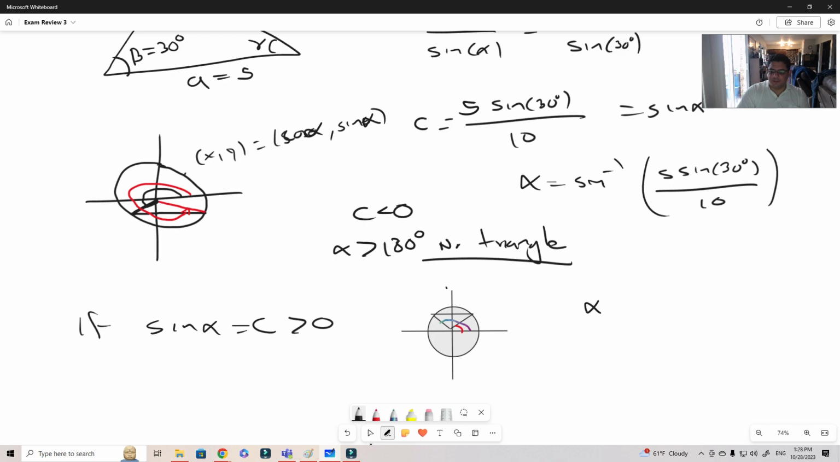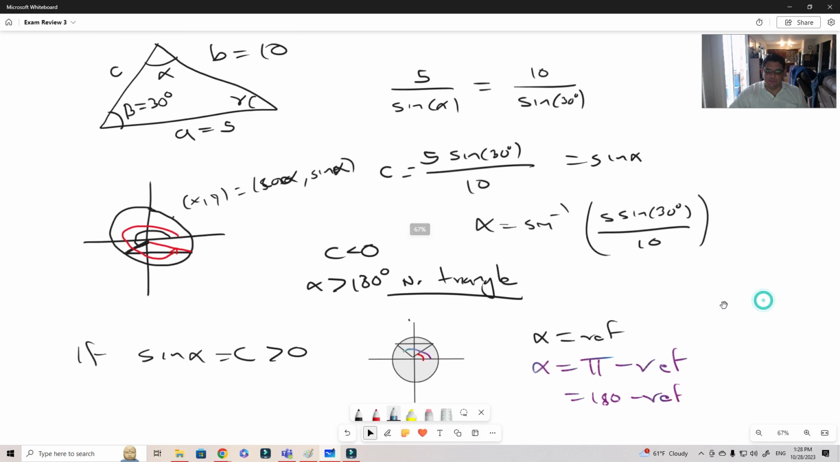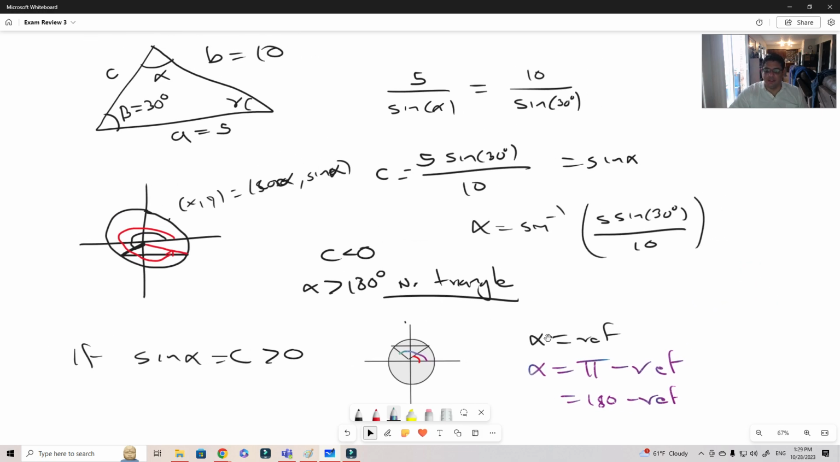The first alpha 1, the red one, is just my reference angle, and the second one is just going to be pi minus the reference angle, or 180 minus the reference angle. So it is going to be an ambiguous case because I might have two triangles. I might have one or two triangles.